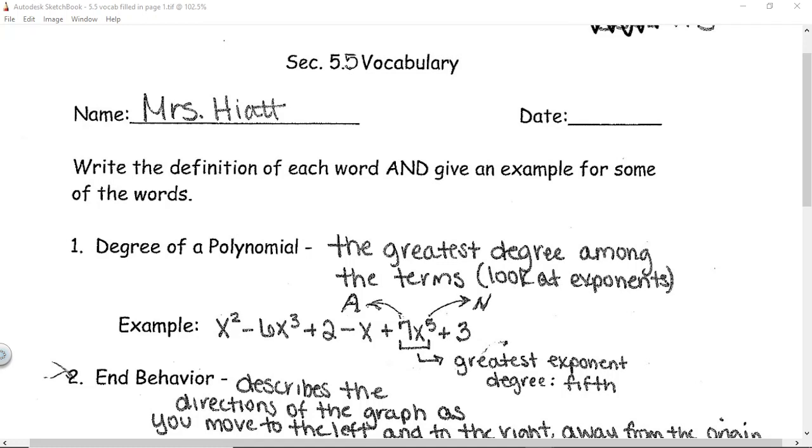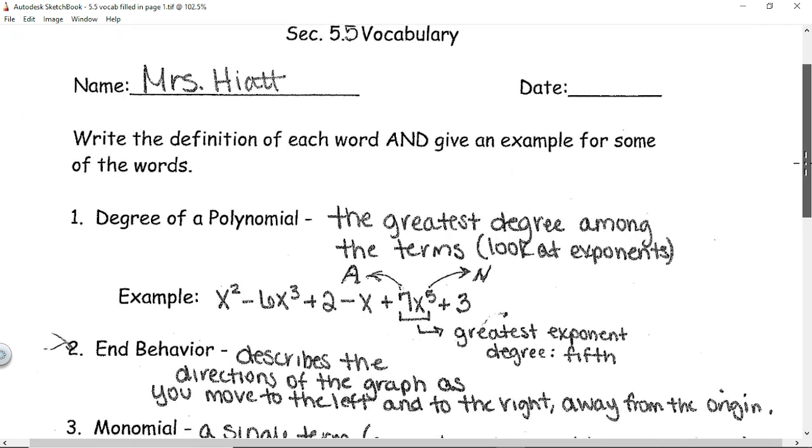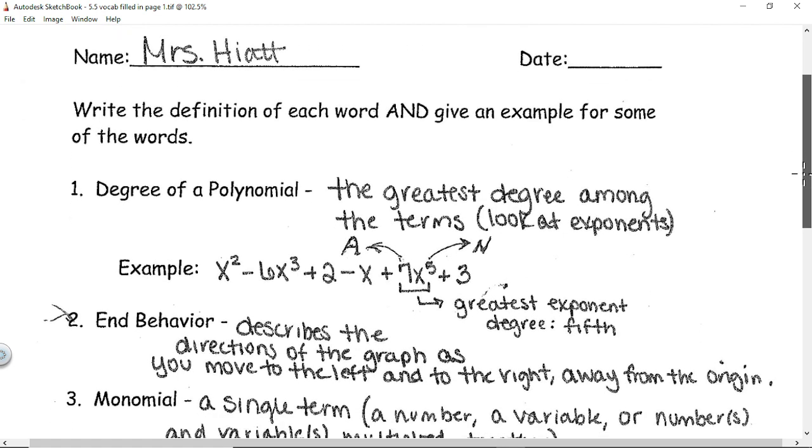Hello, algebra students. We're looking at section 5.5 today. This section takes sort of a big picture look at polynomials. It gives us some of the terminology and discusses some characteristics of polynomials. So let's look at some of that terminology. We have this sheet which gives these definitions, so you guys can take some notes.